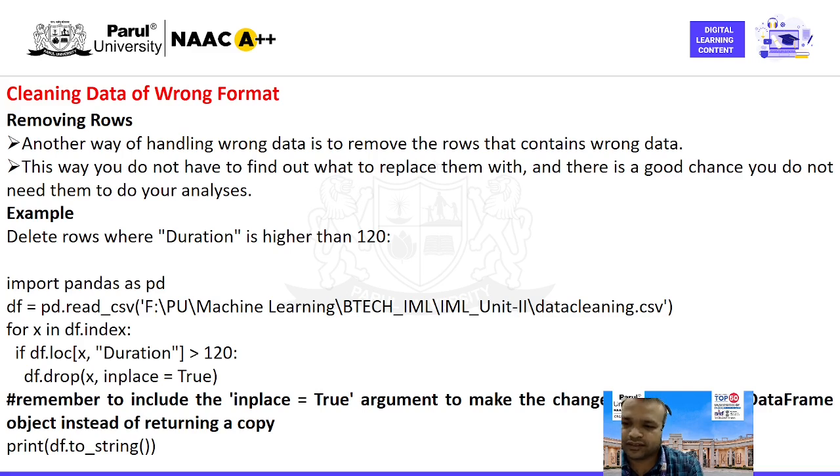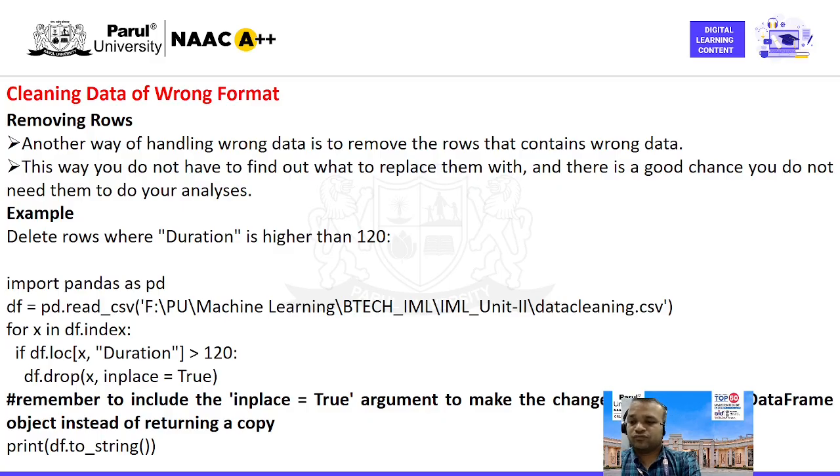We use import pandas as pd. Data frame df is equal to pd.read_csv. We give the path of your data set. For x in df.index, we try to find out the index of your data frame where we want to make some changes. We want to delete the rows where duration is higher than 120.